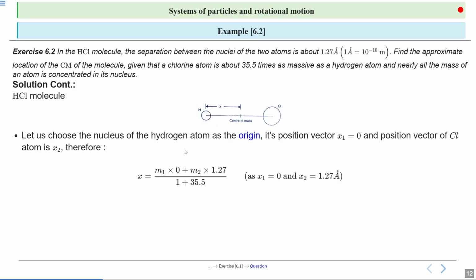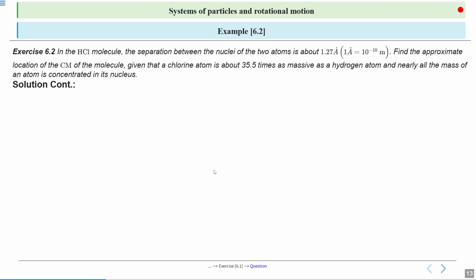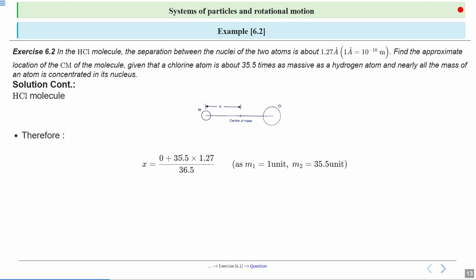So just put the values in the formula of the center of mass. That is x equals m1 into x1, where x1 is 0, plus m2 into x2, where x2 is 1.27, divided by m1 plus m2. Here m1 is 1 and m2 is 35.5. Now we will solve this expression. Solving the equation, x equals 0 plus 35.5 into 1.27 divided by 36.5 angstrom.